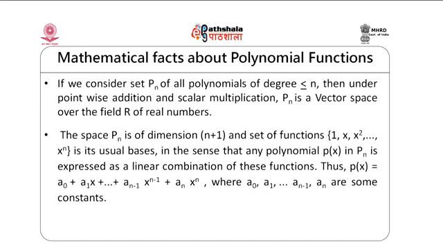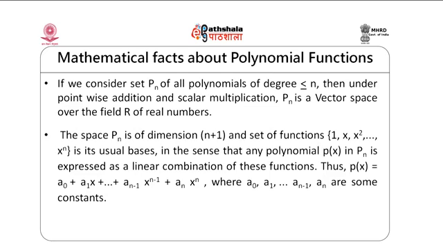So, that is again a polynomial function, and this P n under these two operations forms a vector space. Now, as you know, every vector space will have some kind of a dimension, that is the number of elements in its basis if it is finite dimensional. So, the space P n is of dimension n plus 1, and the set of functions, for example, we can say 1, x, x square up to x raised to n.